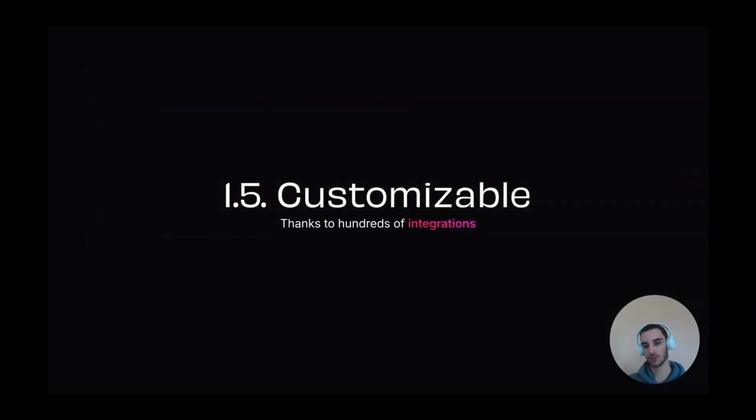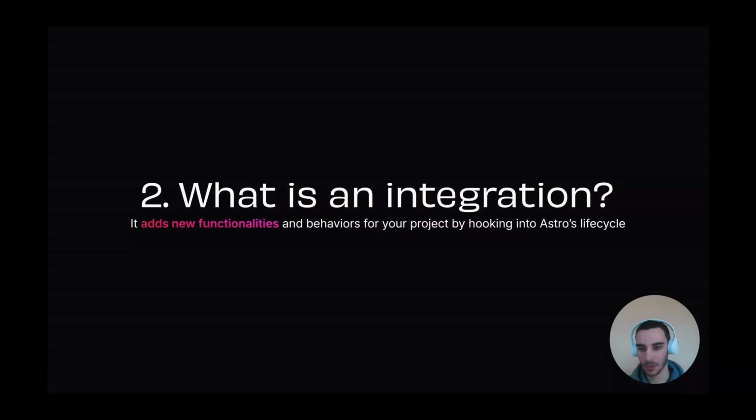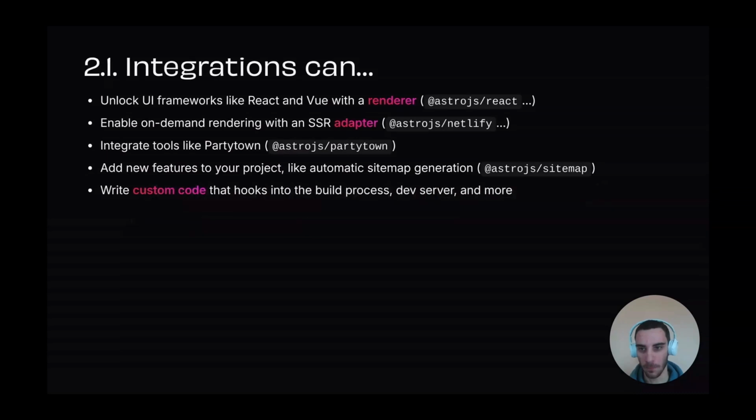And finally, Astro is customizable with a lot of integrations. And so here we are really starting the talk. So what is an integration? Well, an integration adds new functionalities to your project by hooking into Astro's lifecycle. So for example, you can unlock UI frameworks like React and Vue with a renderer. This is what we saw just now. All those UI frameworks you import in a .astro file, this is all allowed by integrations.